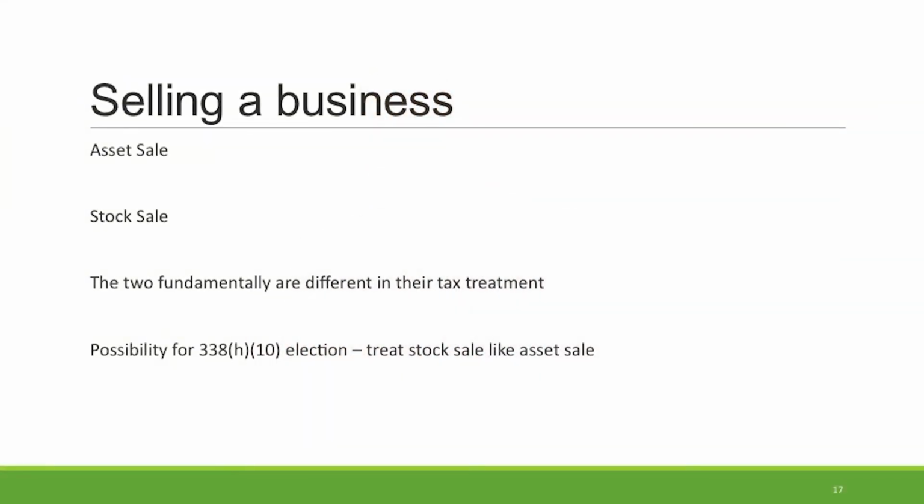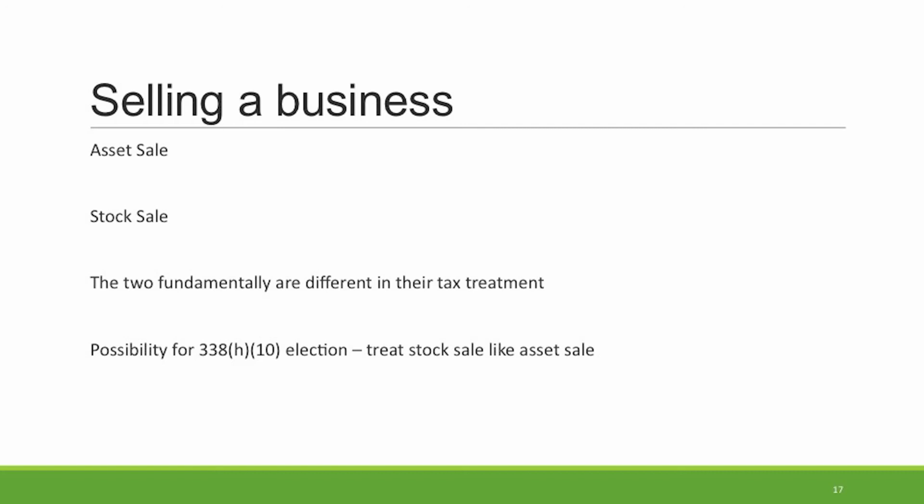Okay, briefly, we're just going to talk about selling a business. There are 2 ways to sell a business: asset sale, which can cause ordinary income and capital gain, or a stock sale, which can be tax-free and capital gain. The 2 are fundamentally different in their tax treatment. If you're helping prepare a tax return where there was a sale of a business, or you're helping counsel a client where they're selling a company, pay very close attention to these types of rules.